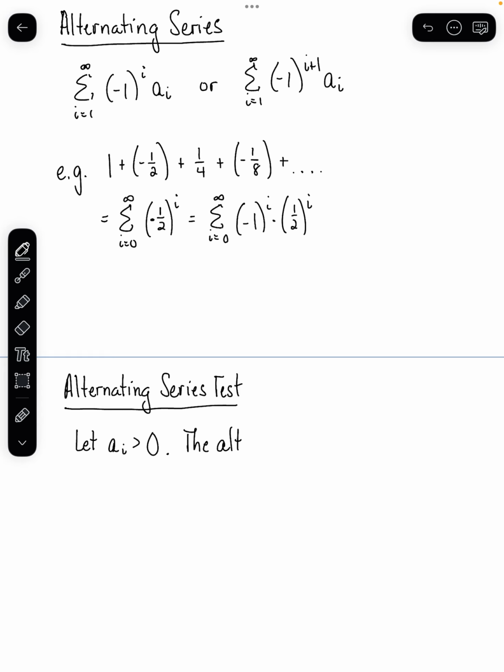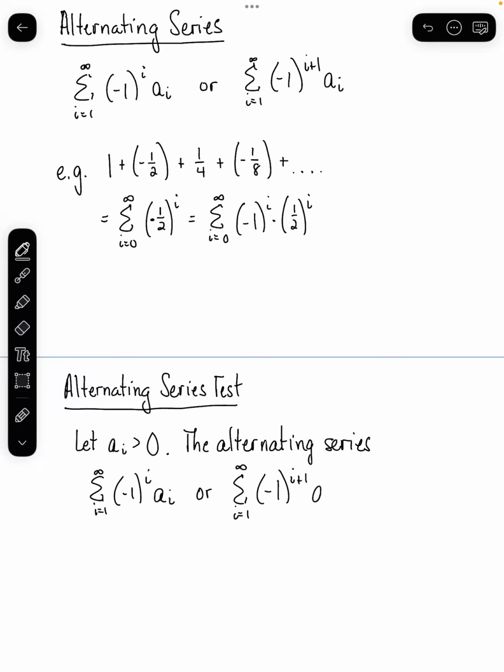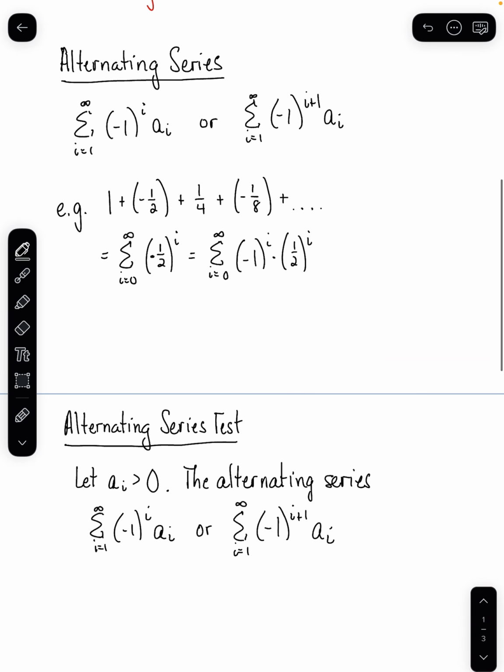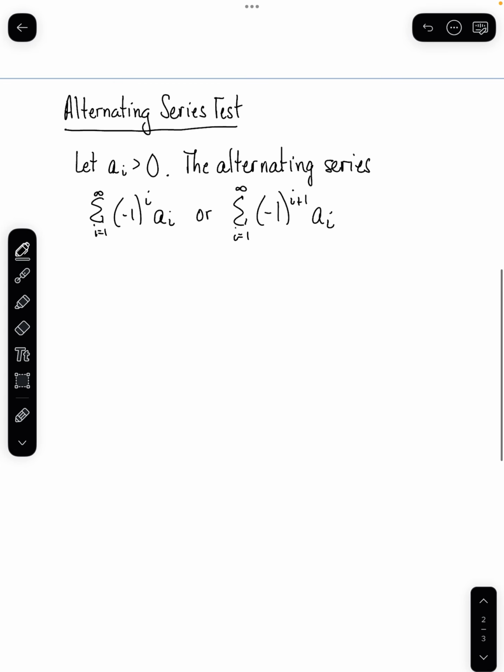In that case, the alternating series, whether it starts positive or starts negative, will converge if the following conditions are met.